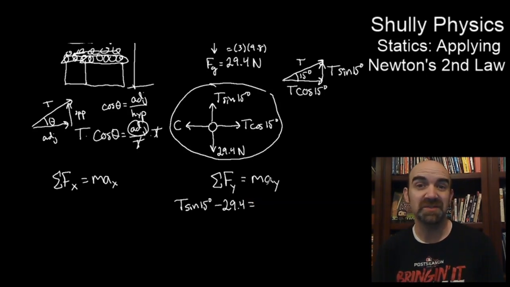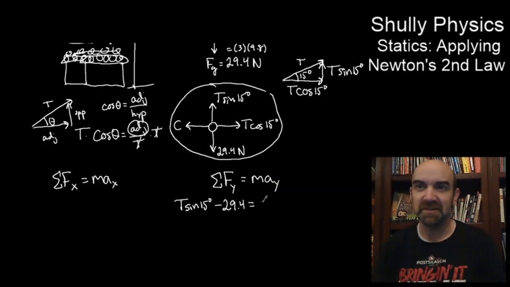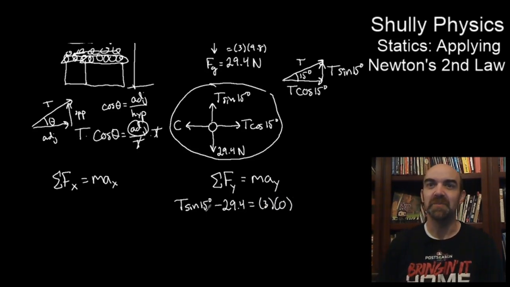And remember, this is static. Prince Charles doesn't want this sign falling on his clientele. So he's going to have an acceleration or demand an acceleration of zero. You know, he's a bit loud, especially in class. I'm just kidding. So a mass is 3 and the acceleration is 0.